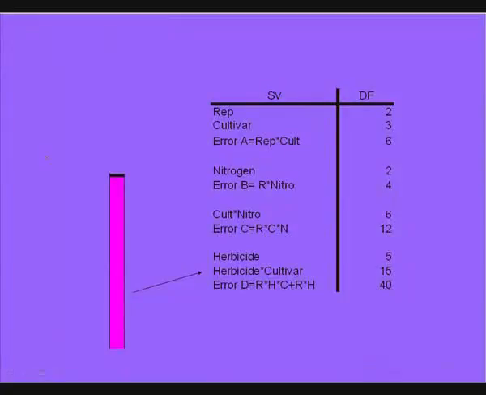We have herbicides with 5 degrees of freedom, herbicide by cultivar interaction with 15. And then the error comes from pooling together the herbicide by rep and the herbicide by cultivar by rep. And so herbicide by cultivar by rep has 15 times 2, so there's 30 degrees of freedom there. And rep by herbicide has 10, and so 30 plus 10 comes up to the 40 that we see there in that error.